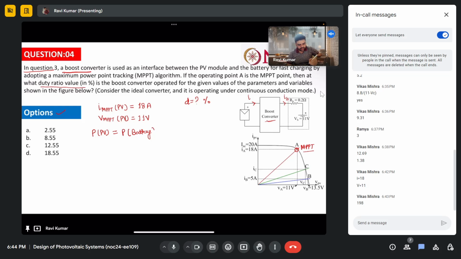Yes, 1.98 is the right answer. So here it is 18 into 11. Power towards the battery, this is the particular thing towards the battery. So can you get the power? Power across the resistance, then power across the battery.